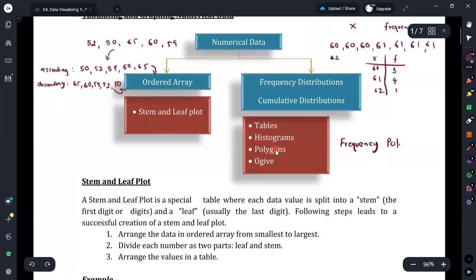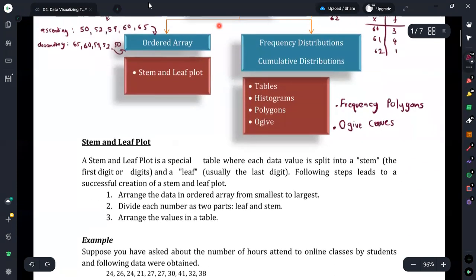These are the frequency polygons. And then we can construct the ogive curves for these frequency distributions. Therefore, these are the techniques that we can use for data visualization of the frequency distribution or the cumulative distributions.